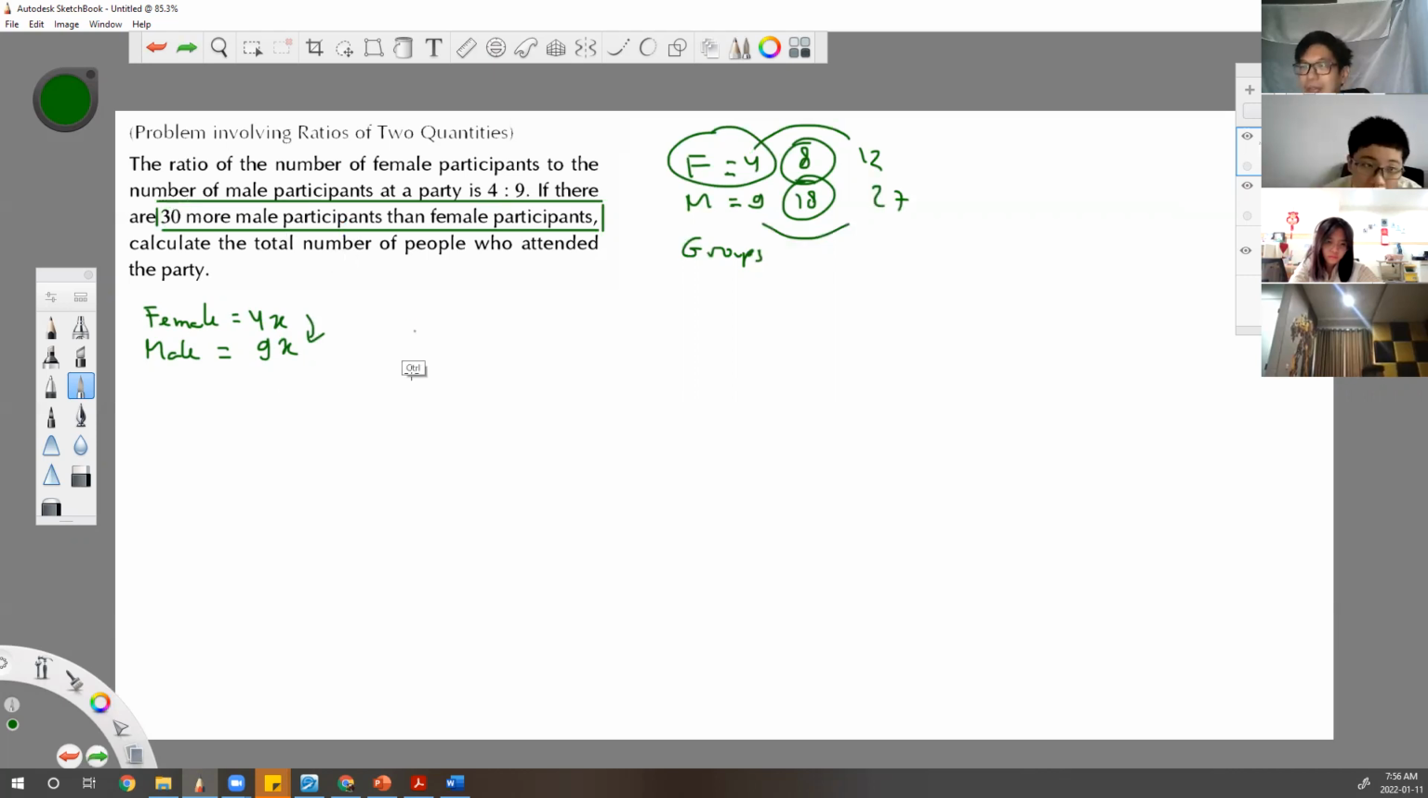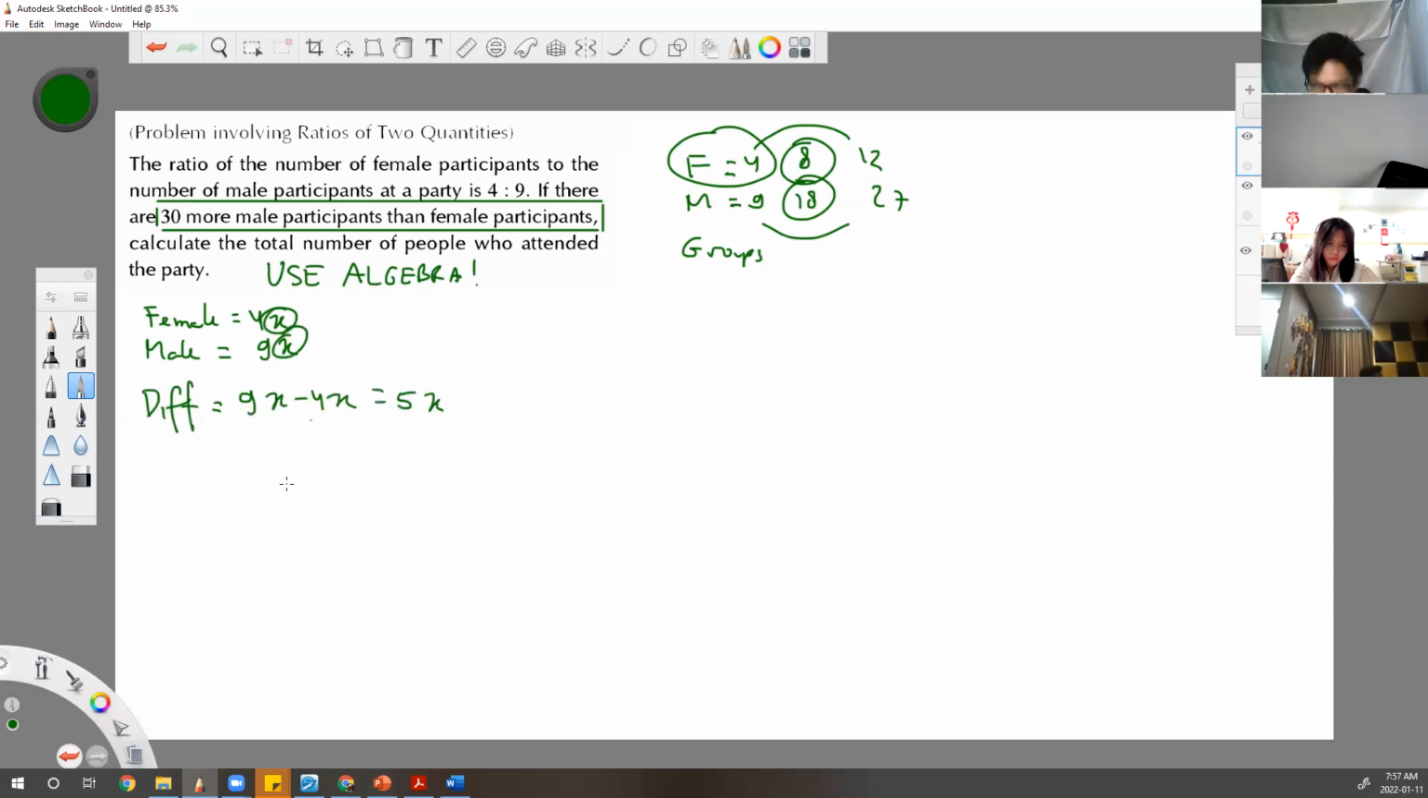So you have to put the algebra. This is important. You have to use algebra. You use x or a or b or g or anything. This x is very important, guys. Use algebra. The difference is 9x minus 4x, right? Equals 5x. And 5x is 30. Now that makes sense. How can 5 suddenly equal 30?